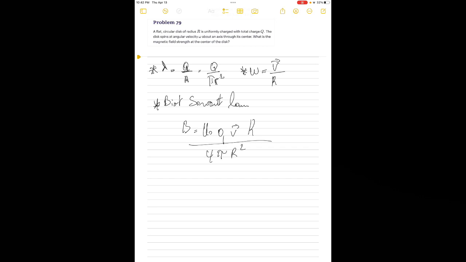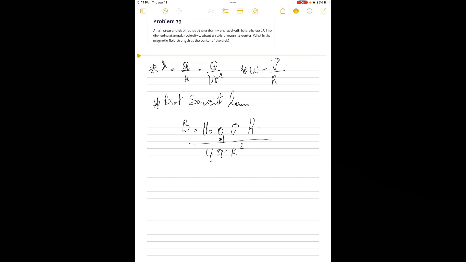So from here we can see there's a charge. The charge, we're just going to replace it with this formula here, and for the angular velocity, we're going to use the radius and the speed for this area here. So it's going to be the magnetic field equals the constant multiplied by Q multiplied by the angular velocity divided by 4 pi r.